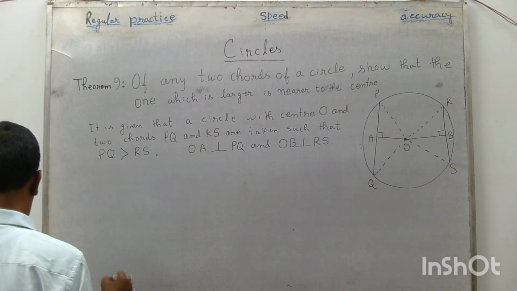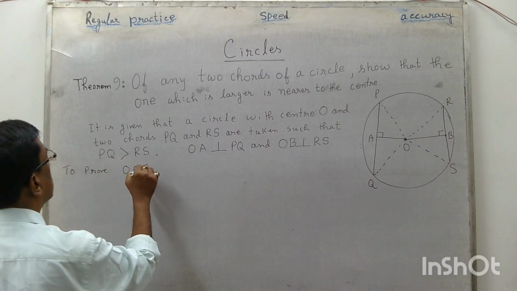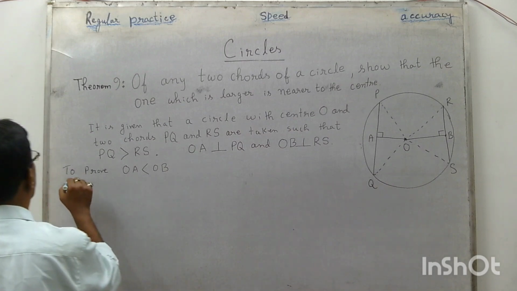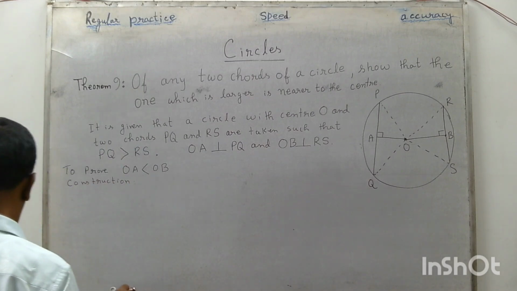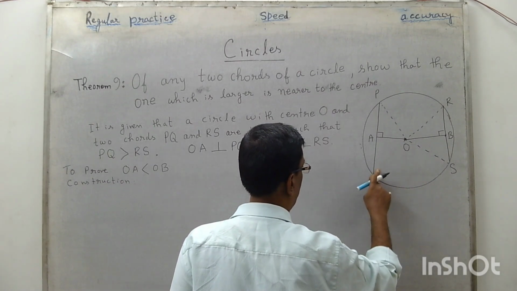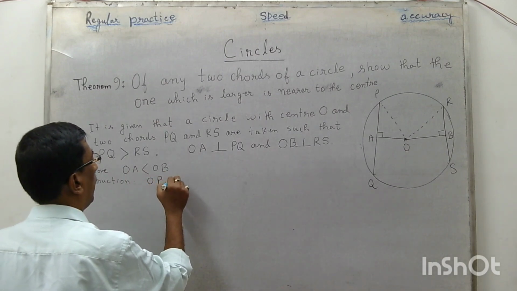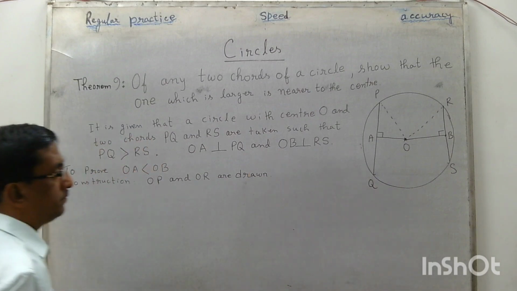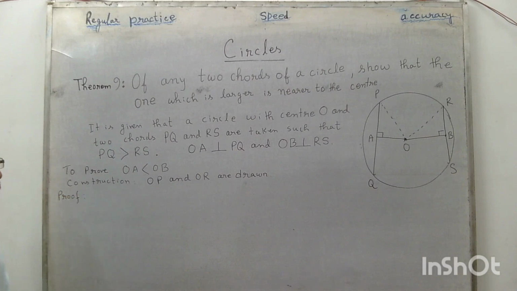अब proof में जाएंगे। To prove OA is less than OB, ये प्रूफ करना है। कंस्ट्रक्शन: it is not necessary, ये दोनों होने से चल जाएगा। OP and OR are drawn। अब हम लोग प्रूफ क्या लिखेंगे?